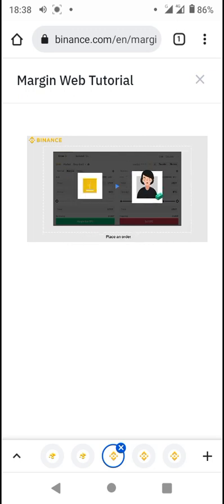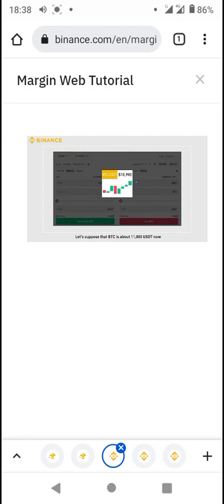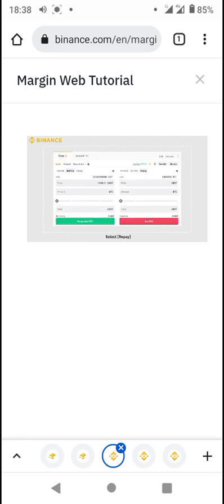Step 4. Auto repay trade. Place an order. Once it is fulfilled, repay the borrowed amount automatically. Let's suppose that BTC is about 11,000 USDT now. Select Repay. Insert price 11,000. Select 100% for the quantity and click on Sell BTC.